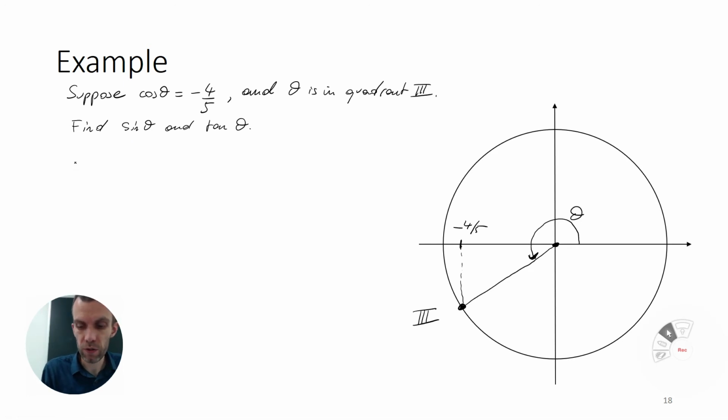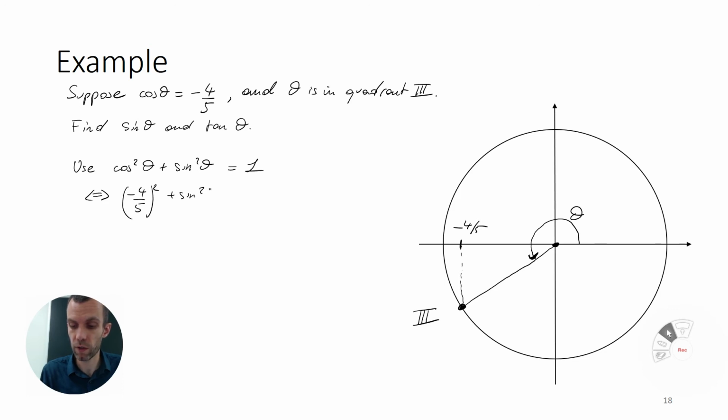So what we can do is use our master formula, the fact that cosine squared theta plus sine squared theta is equal to 1. And we can plug in the value minus 4 over 5 for cosine theta, because that's what we're given. So this is 9 divided by 25. And in other words, we have that sine squared theta is 1 minus 9 over 25.